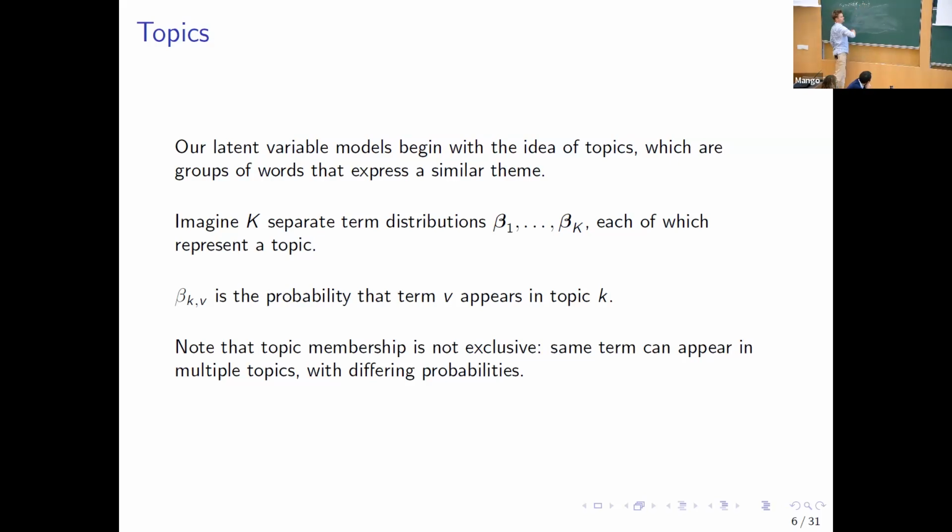And then we took as many draws as we had terms. And beta V was the probability that term V appears in document D.